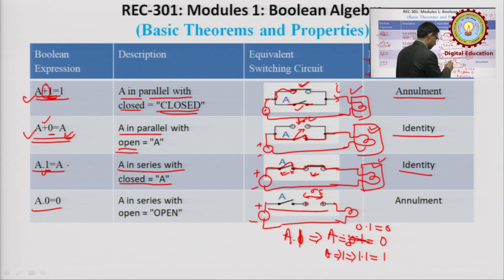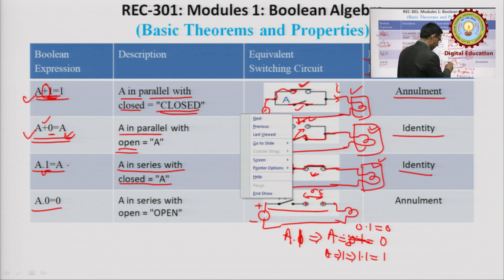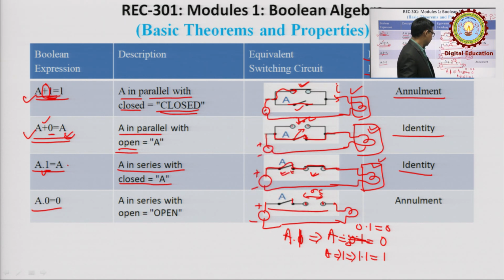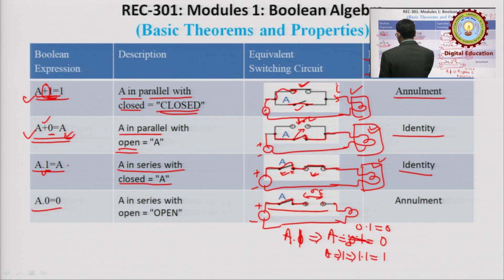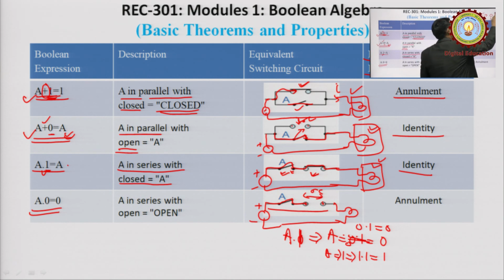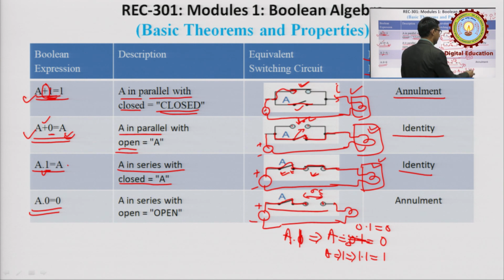Now, let us switch on the switch A. How will the current go? Here again there is an open circuit, so still no current will flow. It means that in both states, whether switch A is on or off, the appliance will remain in off state. Therefore, A dot 0 is equal to 0, because 0 represents the off state. This is also called the annulment rule.